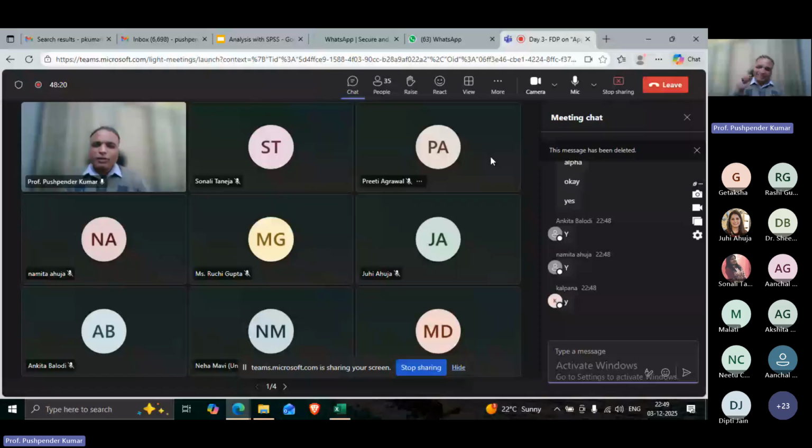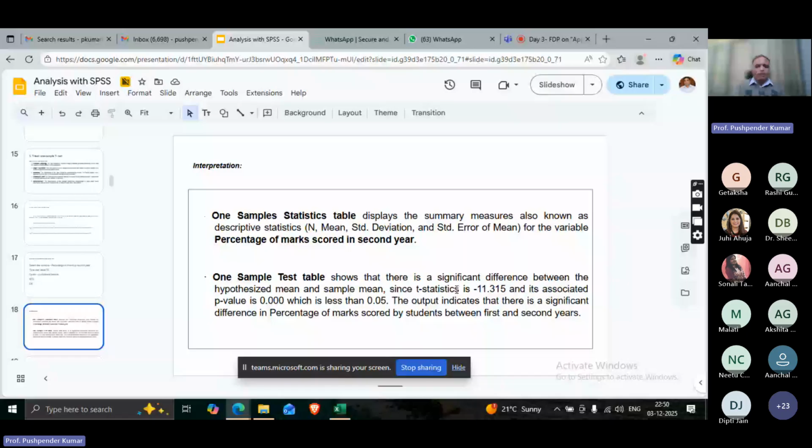So this is the basic concept of hypothesis testing: on the basis of 10 or 300 observations, we are not going to collect these kinds of observations again and again. So here you see this one sample t-test. This is the outcome. How will you interpret it? Tell me. The output indicates that there is a significant difference in the percentage of marks scored by the students between first year and second year.